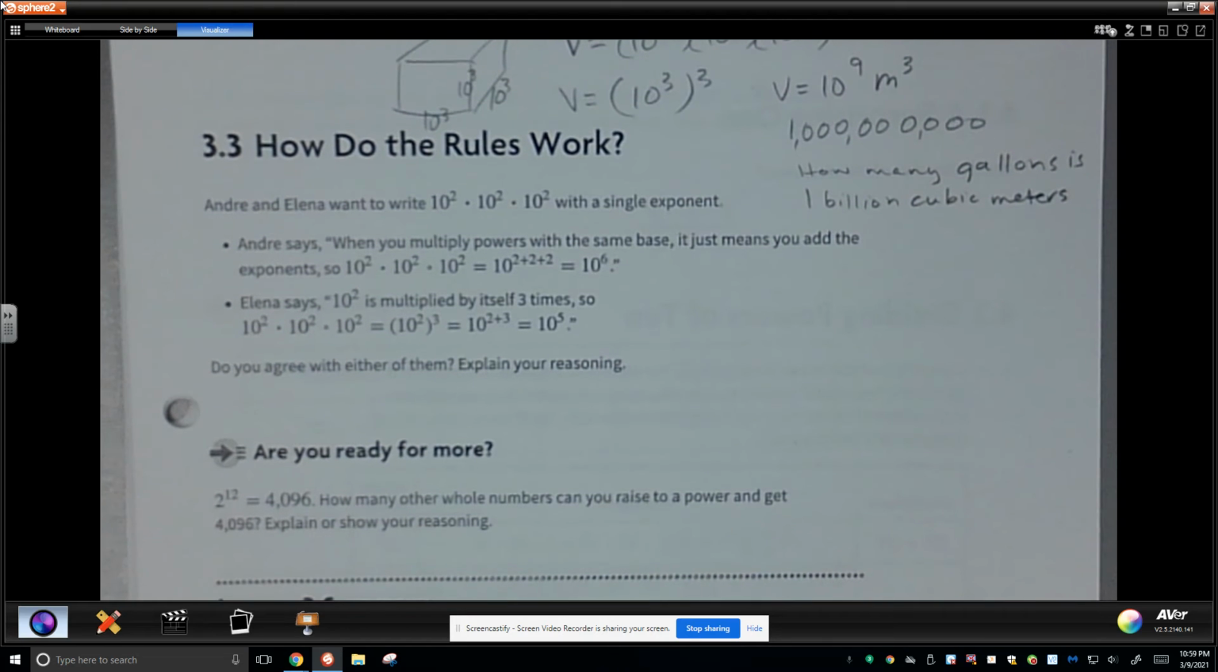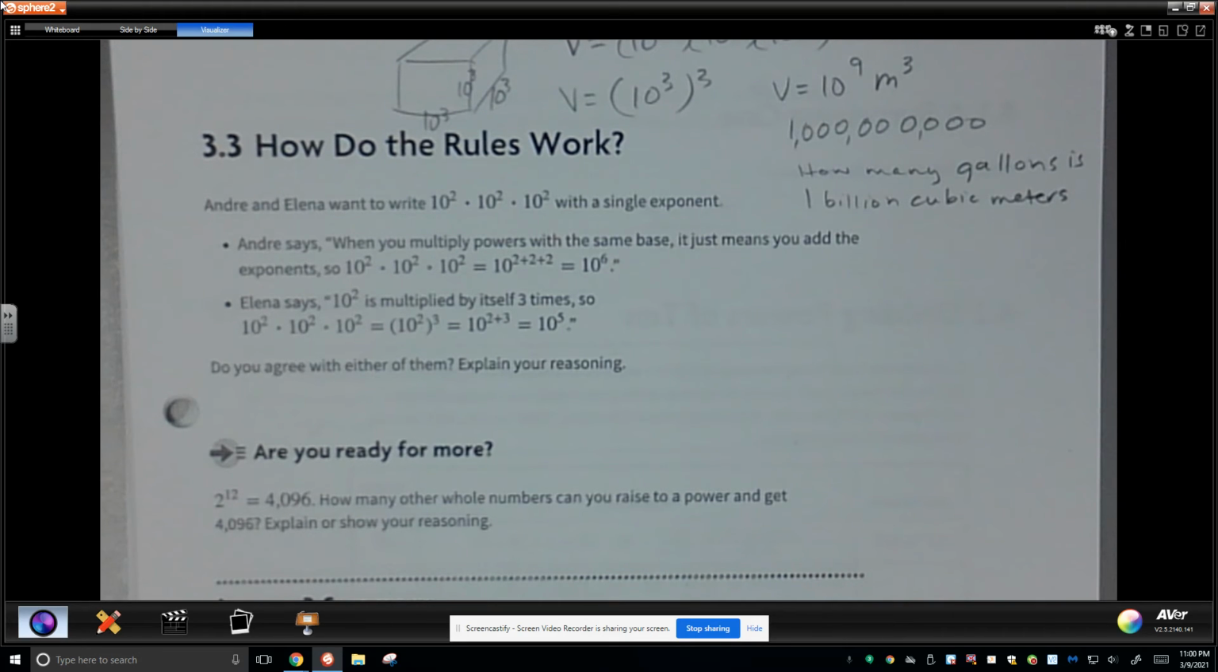So how do the rules work? Well, Andre and Elena want to write out 10 to the second power times 10 to the second power times 10 to the second power with a single exponent. Andre says when you multiply powers with the same base, it just means you add the exponents. So 10 to the second times 10 to the second times 10 to the second would be like saying 10 to the second plus the second plus the second, which would equal 6.